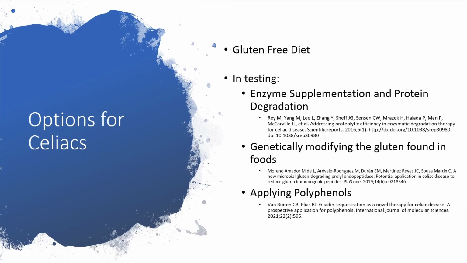Polyphenols, I believe, is the most diverse and the most recent. There are many types of polyphenols, so they can attack the problem on many different fronts. There has been widespread research on these in similar autoimmune diseases, but because it is so new, not much research has been done on celiac disease specifically.